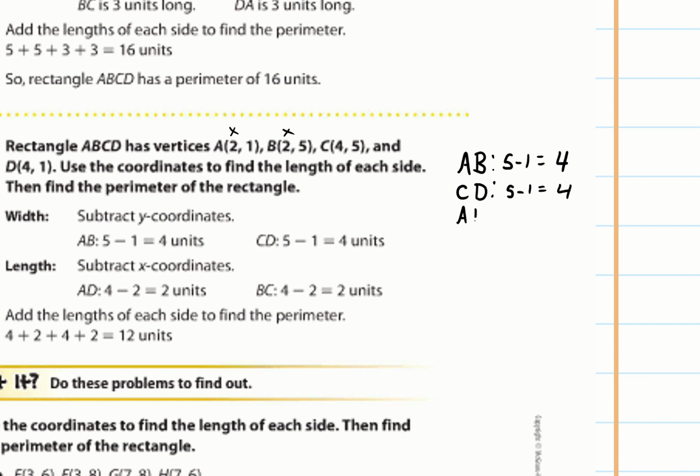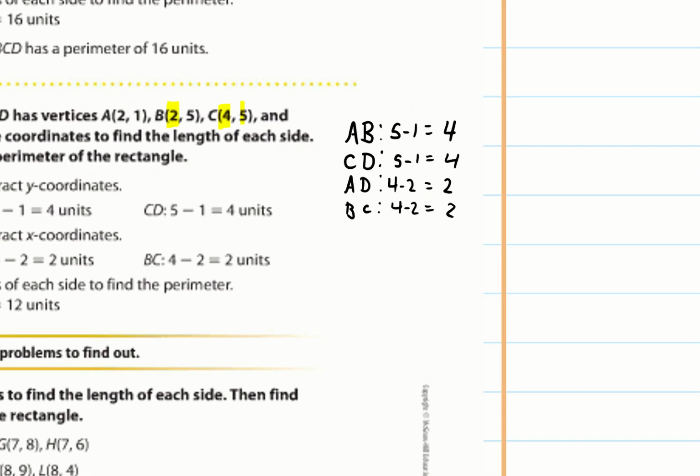For AD, I'm looking at my A and my D, I have (2, 1) and (4, 1). So I'm going to take 4 minus 2. All I'm doing is using the coordinates that are not the same. For the last one, BC, I see that my 5s are the same. So I'm going to do 4 minus 2. That's going to equal 2. Now to find the perimeter, I'm going to add them all together. And I get 12 units.